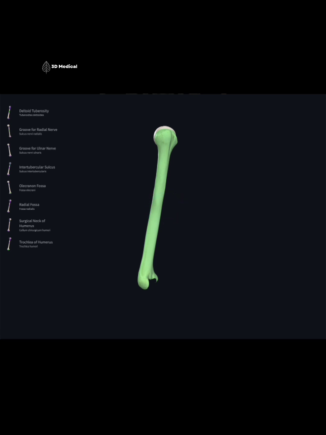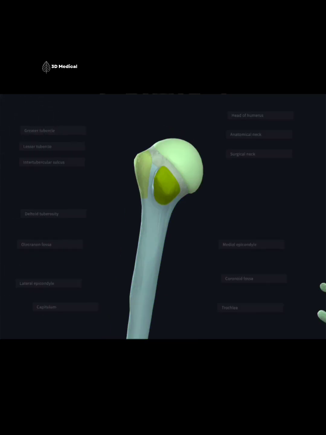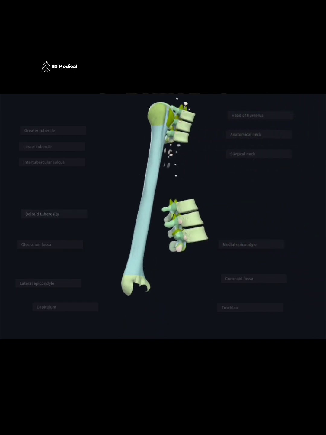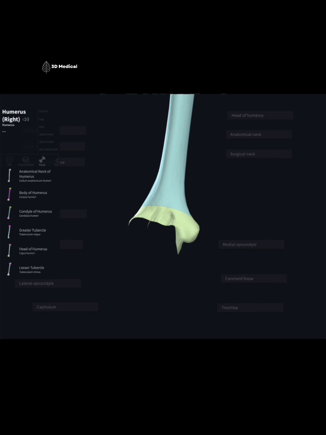The deltoid tuberosity. It's a little difficult to see, so we've started with our surfaces on. It's actually a roughened and raised area where the deltoid muscle attaches, right here. As we travel more distally, we come across many of the parts that you would think of as the elbow, particularly the medial and lateral epicondyles.